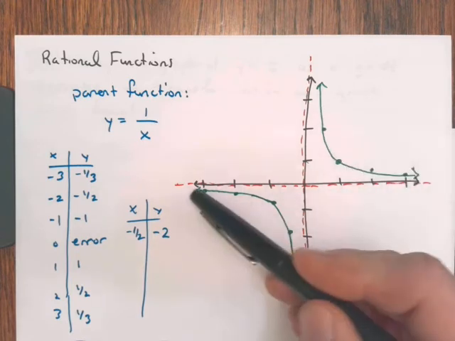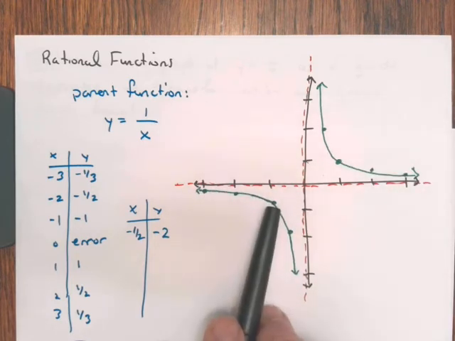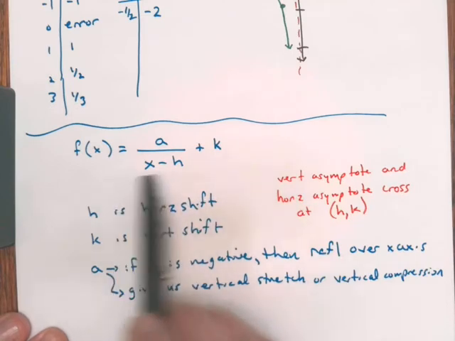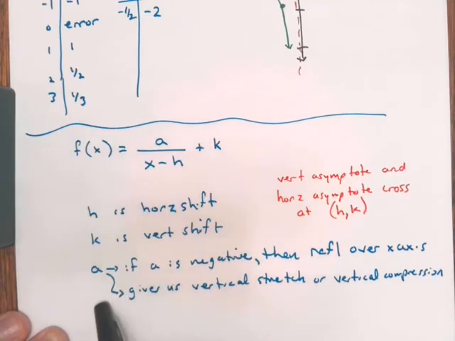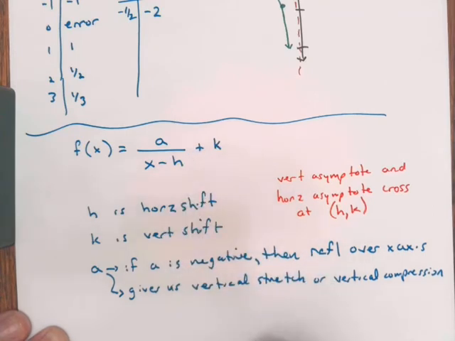There's a branch on the left and the right sides. This one goes through (1, 1). This one goes through (-1, -1). When we have an equation that is in this form, we can determine where the asymptotes cross by getting h and k. Those are our vertical and horizontal shifts.